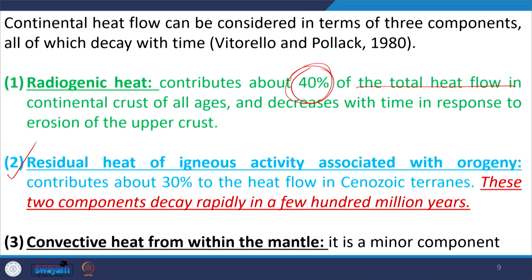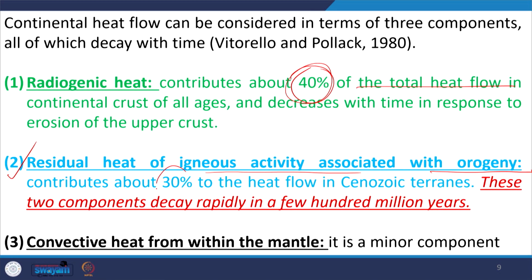So, that means here the igneous activity associated with the orogeny. Orogeny means mountain building activity. Once we have mountain building activities, then there will be magmatic intrusions, batholithic intrusion, batholithic emplacement, heat producing elements will be there, and there will be a high heat environment. So, it contributes about 30% of the system's total heat flow.